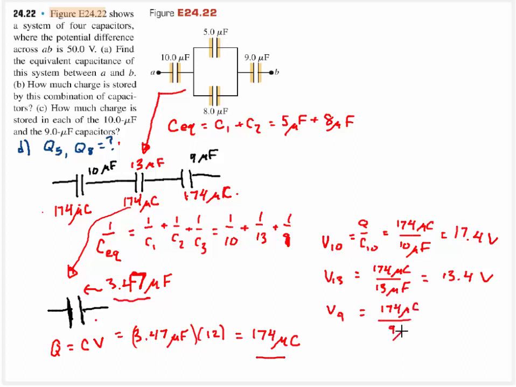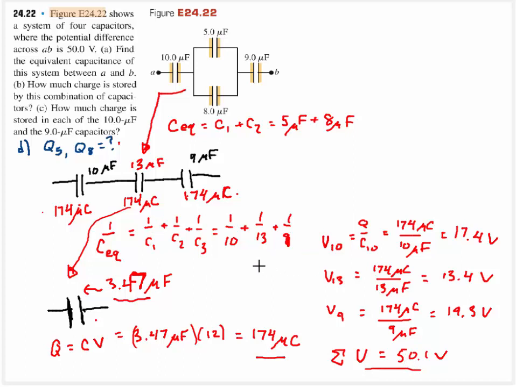And the voltage drop across the 9 microfarad capacitor is going to be the charge, 174 microcoulombs divided by the 9 microfarads, or 19.3 volts. Now we know that everything is perfect if all three of these voltages add up to 50 volts. So if we take a look at the sum of these voltages, they should add all up to be 50. In this case it's going to be 50.1 volts, so we're feeling like we did something right.